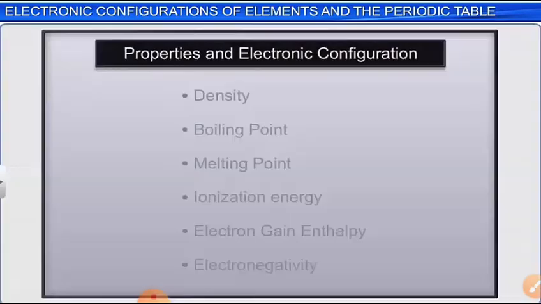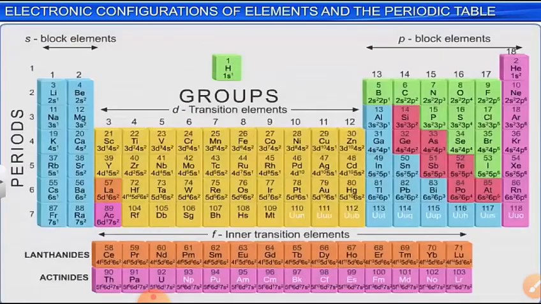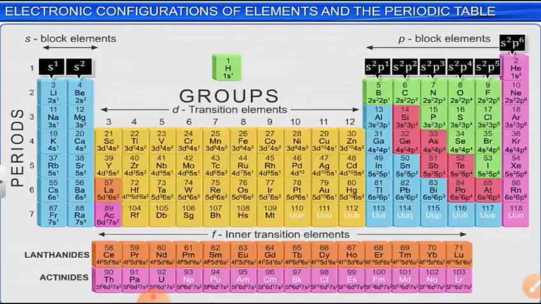Both physical and chemical properties are governed by electronic configuration, and a few properties are density, boiling point, melting point, ionization enthalpy, electron gain enthalpy, and electronegativity. So how do these properties change in a period, basically in the modern periodic table, when you move left to right or when you go top to bottom in a group? This is the main topic, the periodic arrangement, the periodicity.